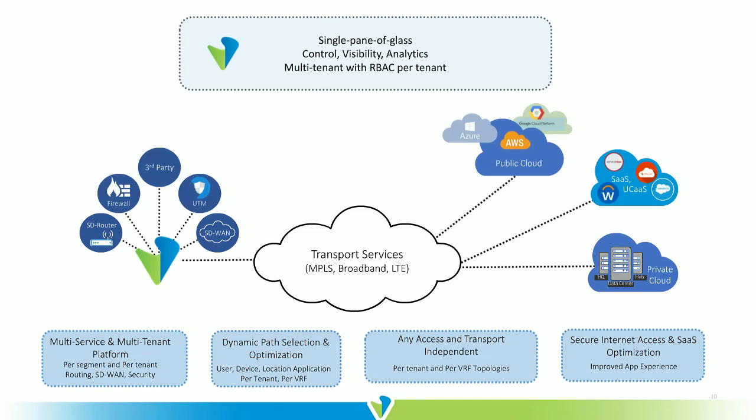Of course, any transport and any access, to be agnostic, but being able to do unique topologies on a per VPN, per tenant, per VRF basis. And of course, securing your direct internet access, as a result of having security services embedded inside of the edge appliance, so you can secure direct internet access right there at the branch, at the egress and ingress point of all traffic that needs to come from DIA.